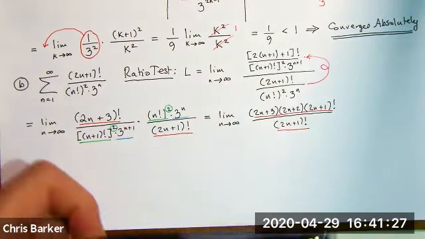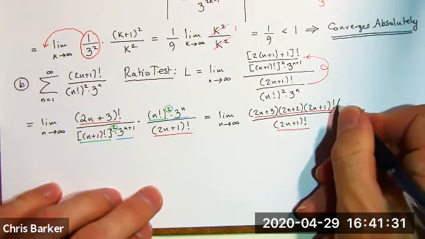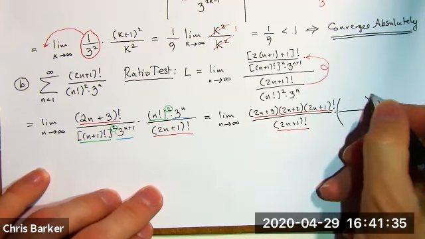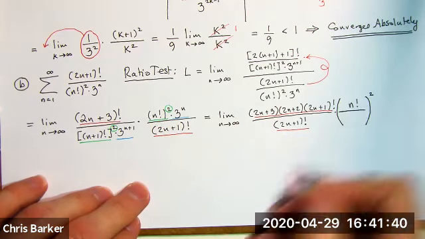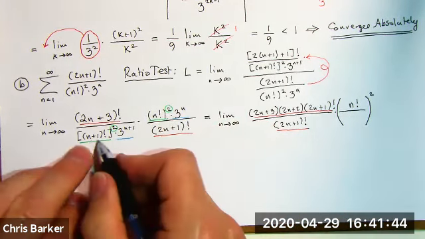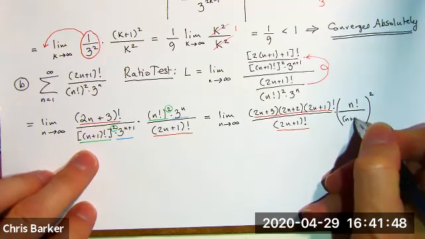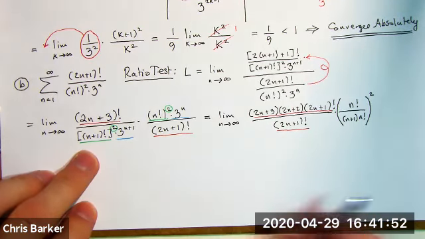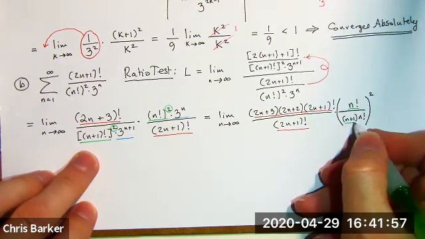So I'm going to write this next bit so that the whole thing has a square on the outside. Now up on top, I have n factorial. That's this n factorial with the square on the outside. On the bottom, I've got n plus 1 factorial. Now, how can I write that? I could write that as n plus 1 times n factorial. Okay, so these are the 2 green guys rewritten.